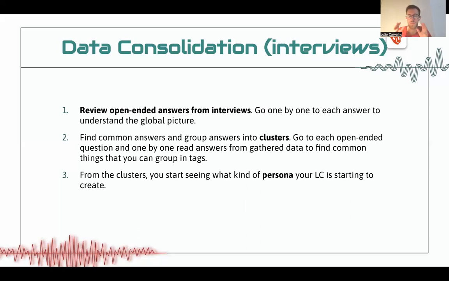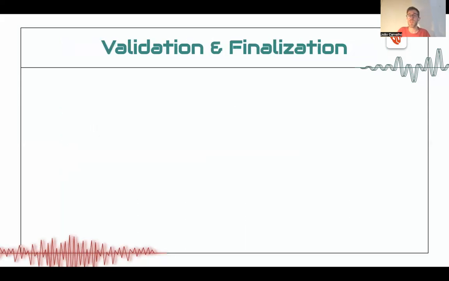And then in the end, after we have the clusters, for your LCs to start creating and thinking, okay, these people think like this, so it's a cluster, so this is a persona. This cluster is another persona, and this cluster is another. So, okay, these people think the same, so let's define them as a persona. Then we need to have the validation and finalization of the personas.